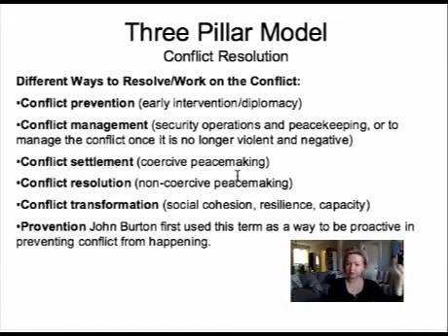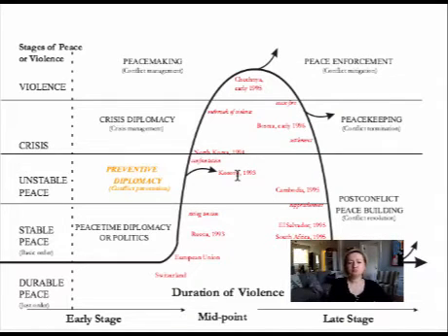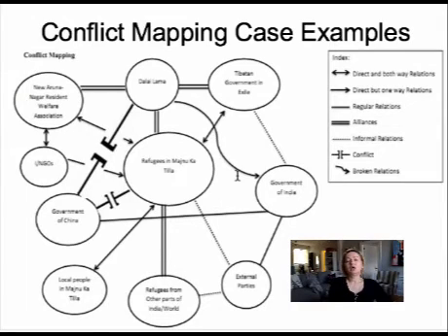John Burton talks about prevention. He was the first one to use this term, which means that we need to be proactive in preventing conflict from happening. It's not only about prevention, but we need to be creative and proactive in preventing the conflict. And here we have again this famous conflict curve, which is, as I said, the ideal model that shows the stages of conflict from prevention to conflict transformation. But you already know this model, so I will not go into it deeply.